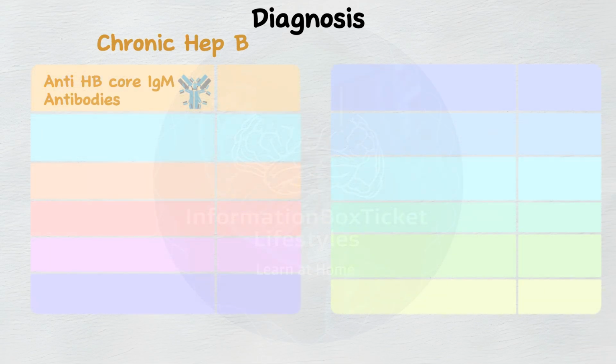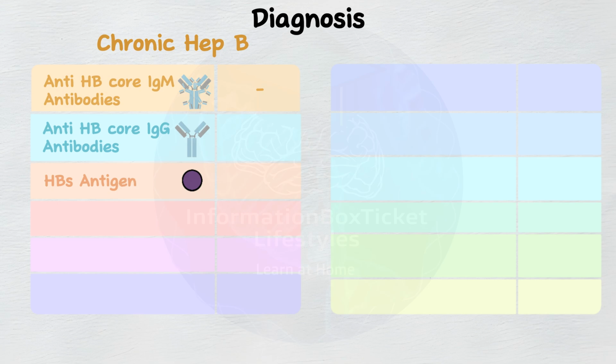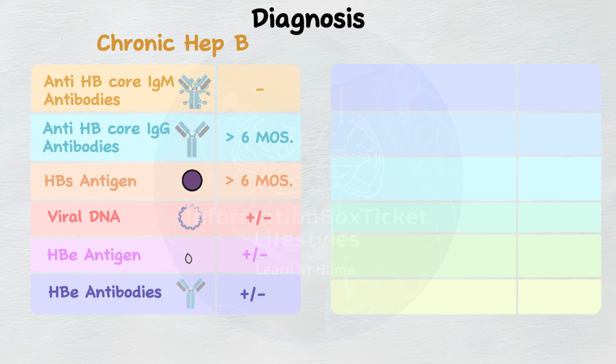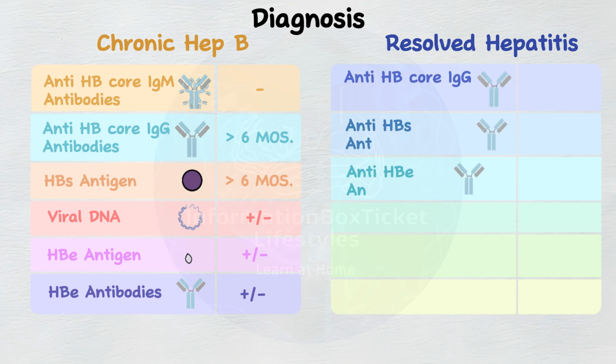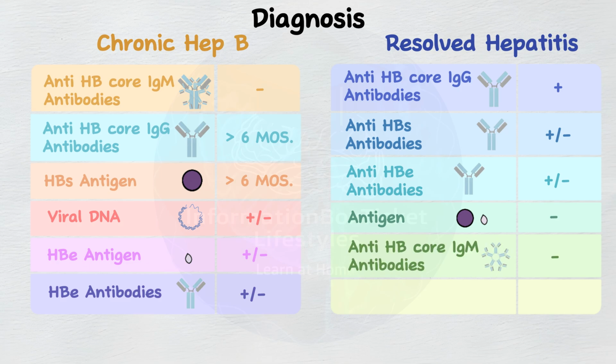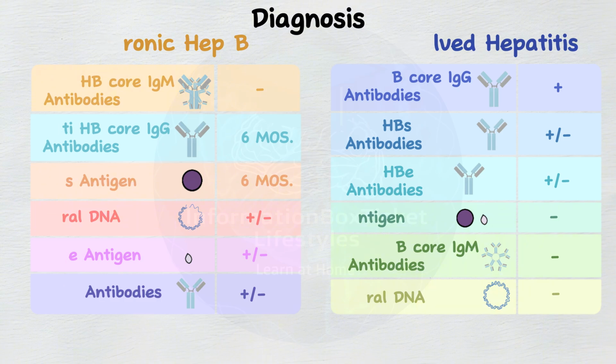Anti-HB core IgM is negative in chronic hepatitis B, although anti-HB core IgG antibodies, HBs antigen, and viral DNA can all be found for more than 6 months. There may also be HBe antibodies and antigens. The indicator of healed hepatitis is the anti-HB core IgG antibody. There can also be antigens, anti-HB core IgM, and viral DNA, but only anti-HBs and HBe antibodies.